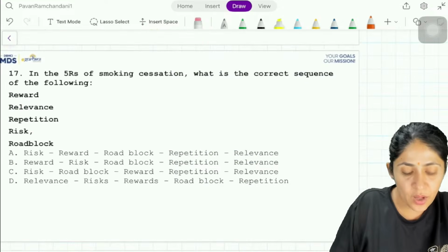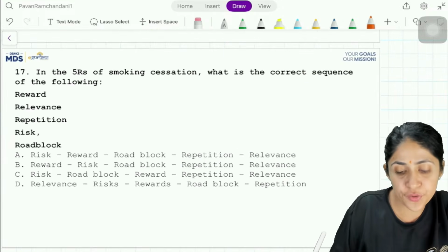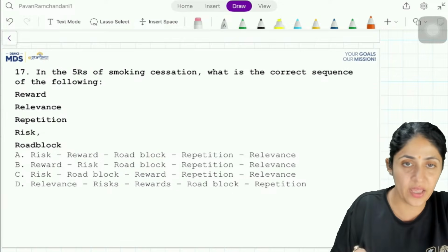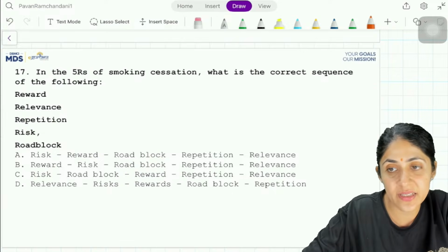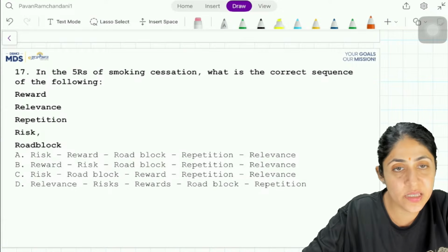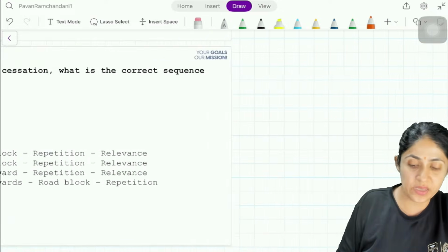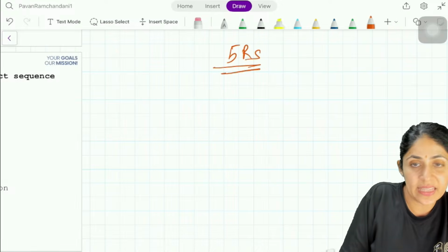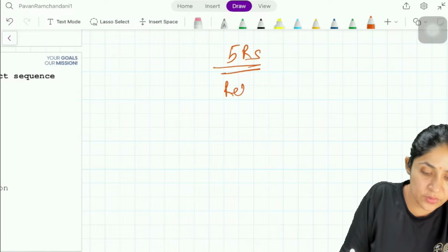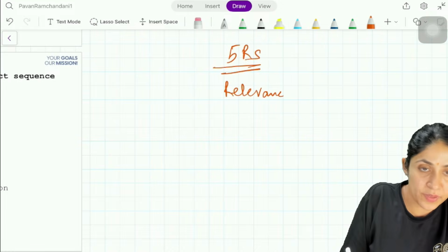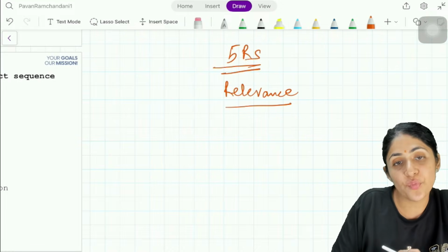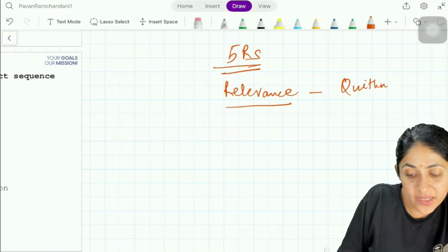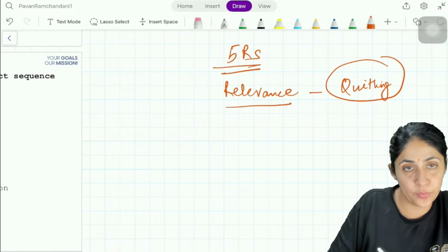Okay, so now these are the 5 R's of smoking cessation. What is the correct sequence? Okay, so let's try to understand why we follow this particular sequence. The 5 R's are basically these. Okay, they are relevance. How do you help a person quit tobacco? So we will tell them why it is relevant. Why it is important that you quit tobacco.